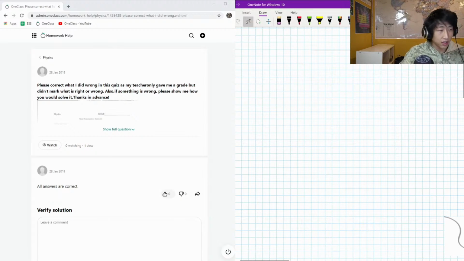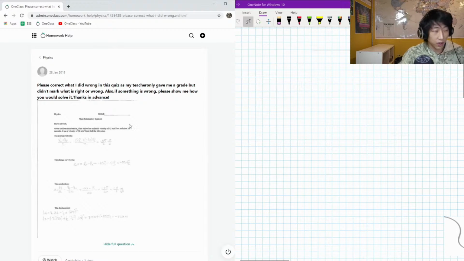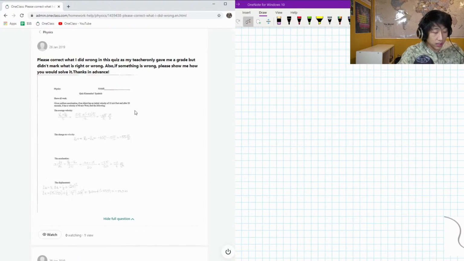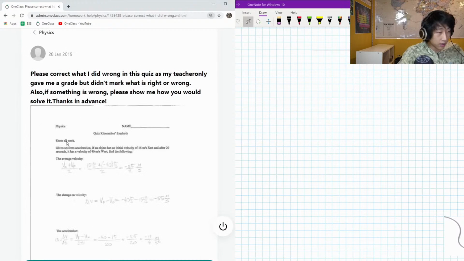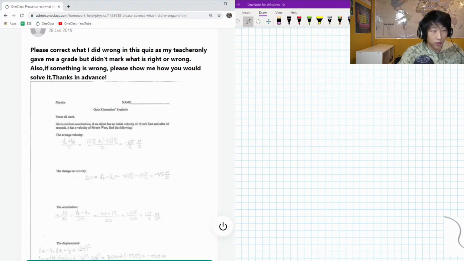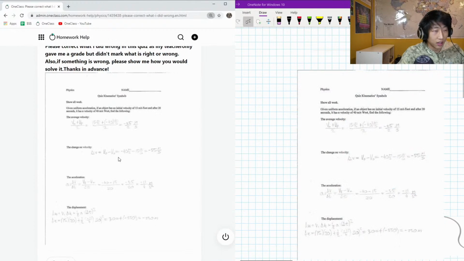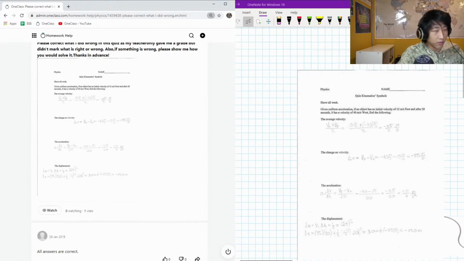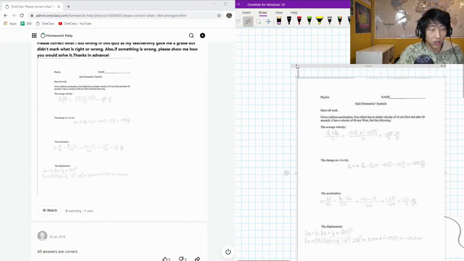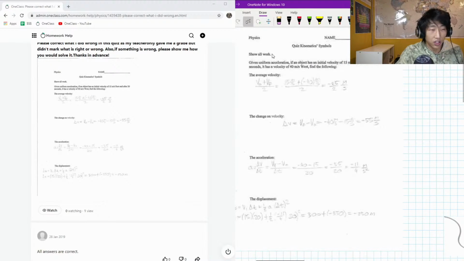It is presenting the following situation. It looks like we have a person asking us, please correct me, what did I do wrong in this quiz? My teacher only gave me a grade but didn't mark what was right or wrong. We should basically just try to correct this. If we zoom into the page a little bit, we have the actual picture ready for action here.